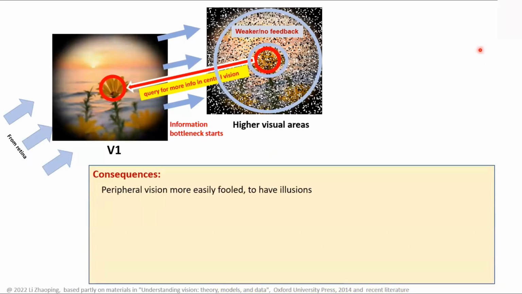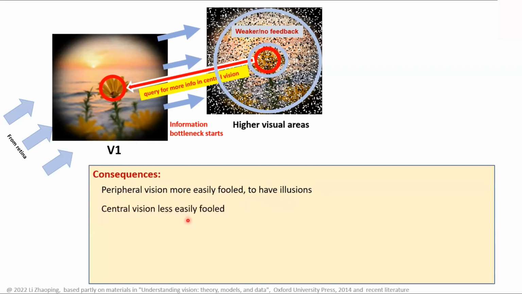The first consequence is that peripheral vision is more easily fooled. If you can't query, you say, what is this? This looks like a stick figure. Maybe this is an elephant. So you might see an elephant. Therefore, peripheral vision is more easily fooled and must have illusions.